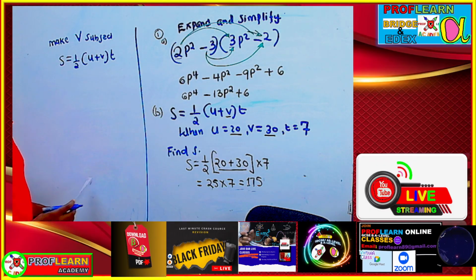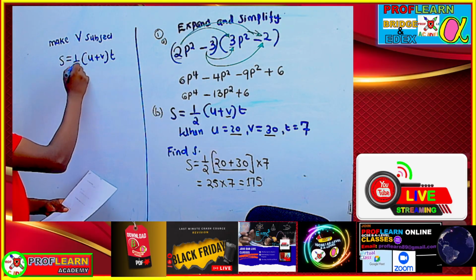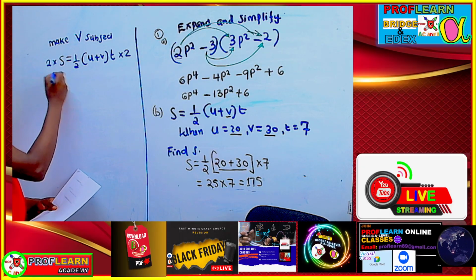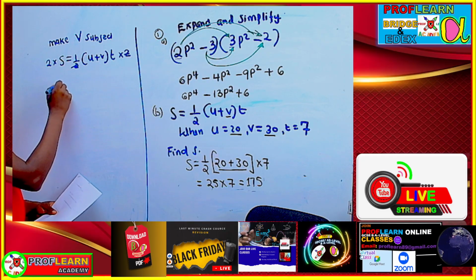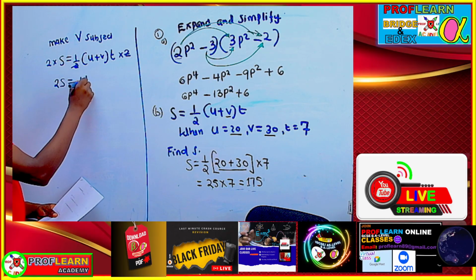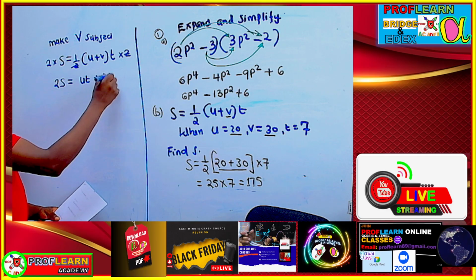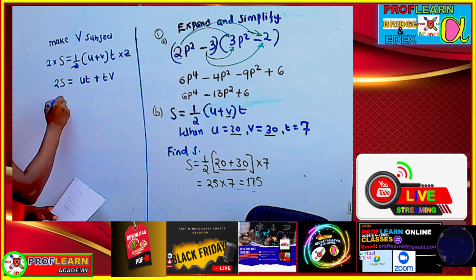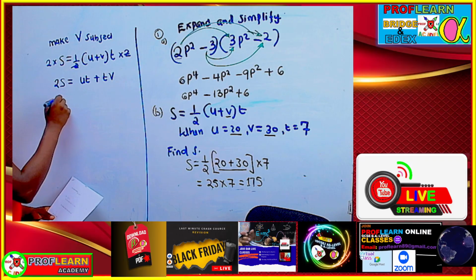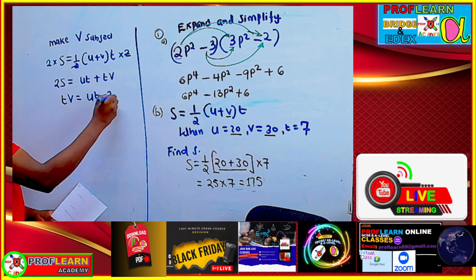That's the formula. So for us to make V the subject, we are going to start by multiplying by 2 both sides, so that this part and this part cancel out. You are going to remain with 2S is equal to UT plus TV. And then the term that we want to make the subject, we take the other term to the other side, so that we can have TV is equal to 2S minus UT.